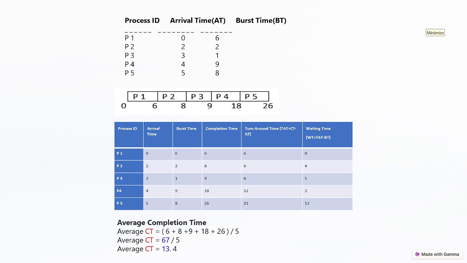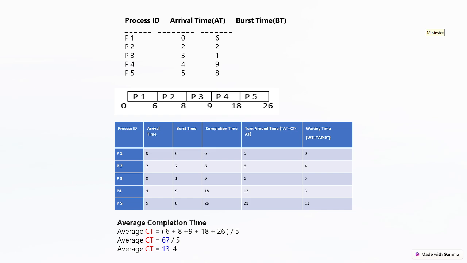In the Gantt chart, we have placed the 5 processes. So in this order, the CPU will execute the processes: P1, P2, P3, P4, P5. First we have to place P1. For P1, the arrival time is 0, so initially we have put 0 in that box. After completing the process P1, we have to mark 6, because 6 is the burst time for P1.